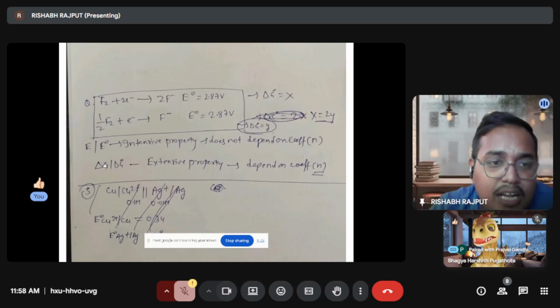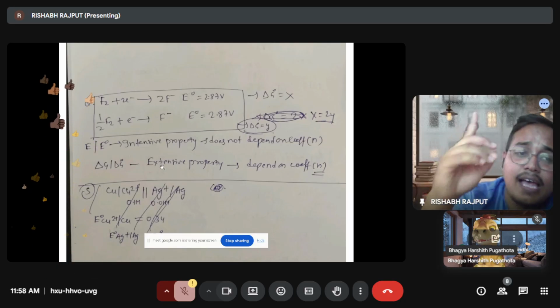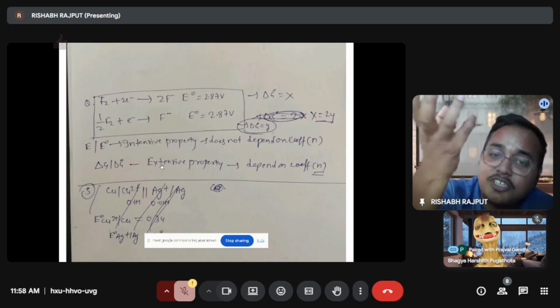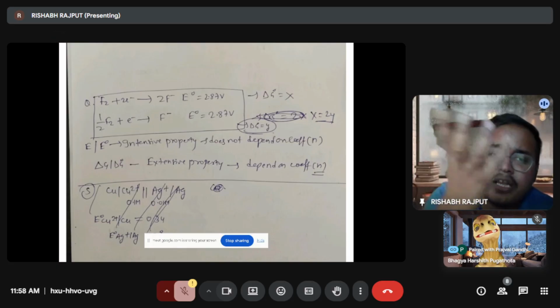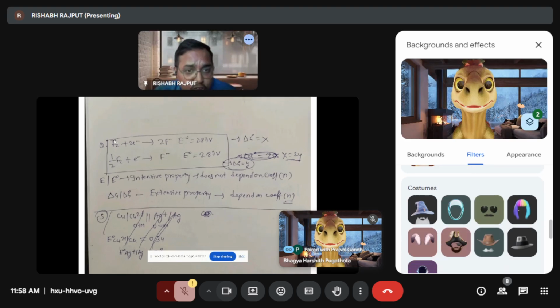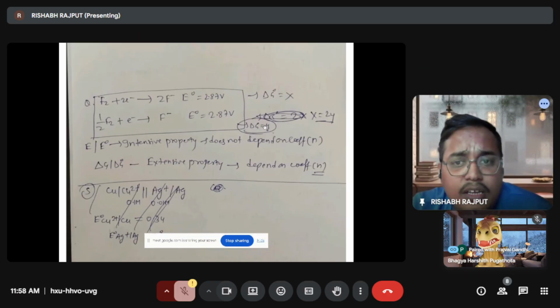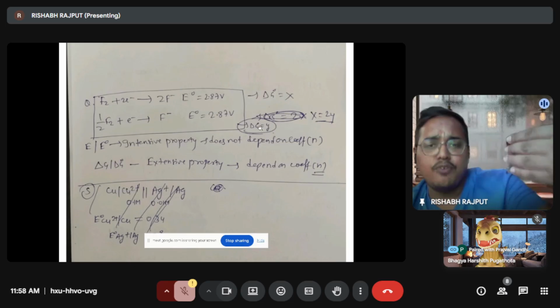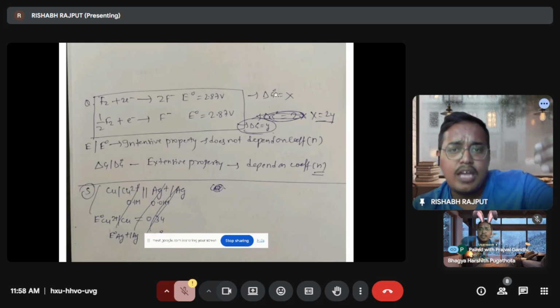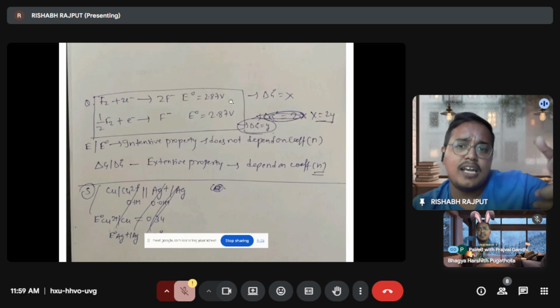Please see, delta G or delta G naught is an extensive property. Delta G gives energy, and every energy is an extensive property that depends on the n value. So please remember that. For the first reaction, suppose delta G naught is x, and for the second reaction, delta G is y. I will ask: what is the relation between x and y?